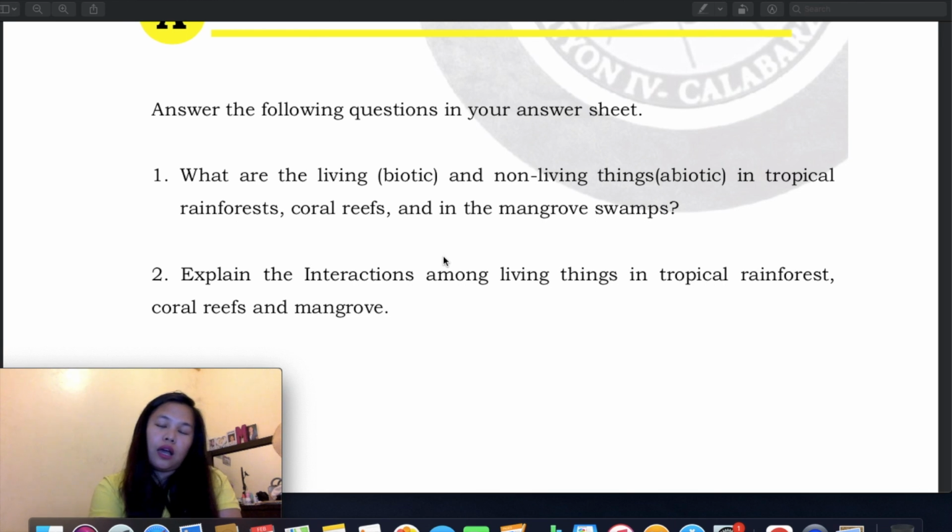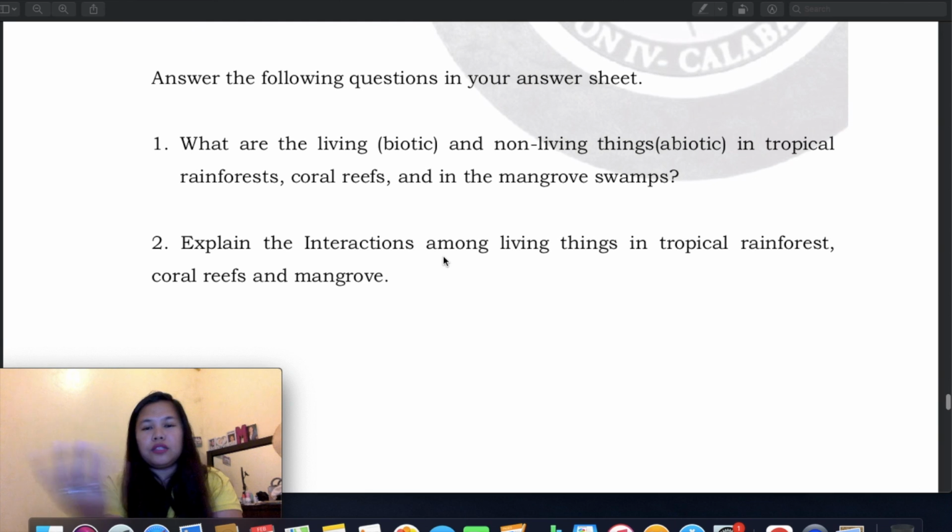Then, explain the interaction of living things in tropical rainforest. So, you have to explain why do you need to interact with each other and why do you need to, so, mga ganun. Mga interaction and relationship within that particular ecosystem.